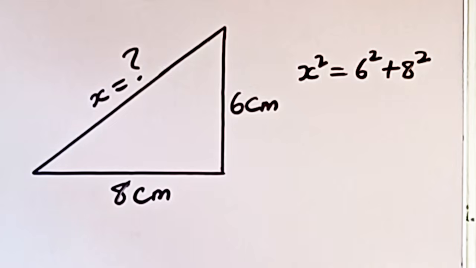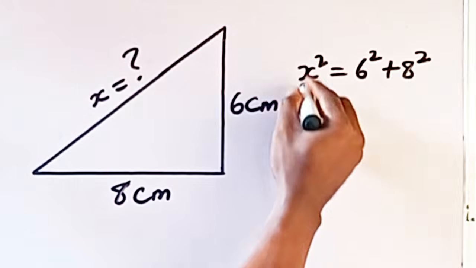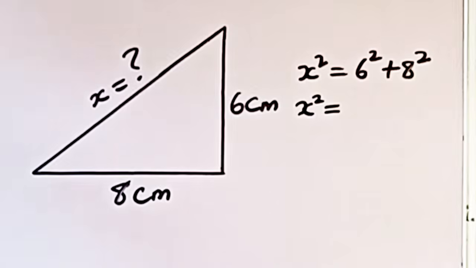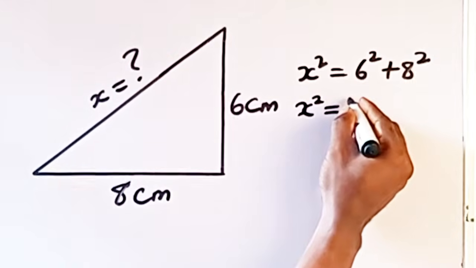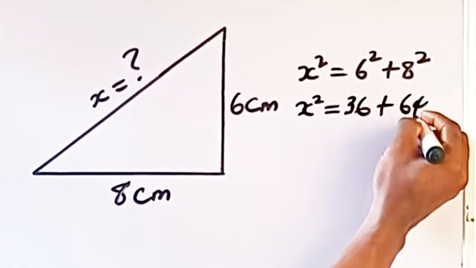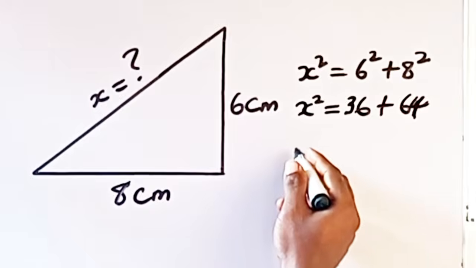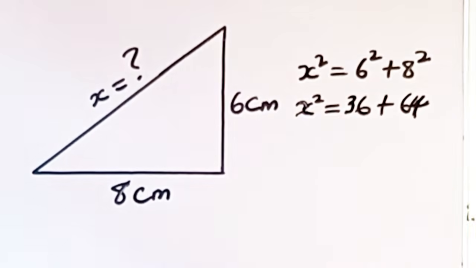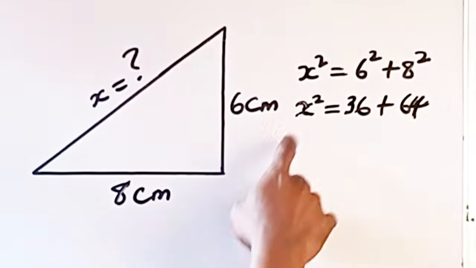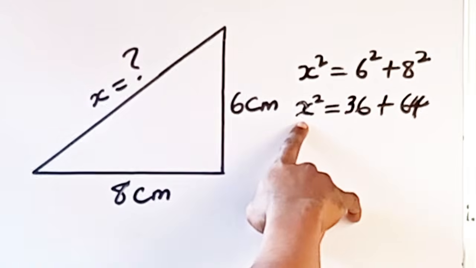Alright? Now the next step is to simplify the equation. Alright? So x squared is equal to 6 squared. 6 raised to the power 2 is going to give us what? 36, plus 8 raised to the power 2 gives us 64. So what we are going to do next is to add these two together so that we can get the value of x. All right.